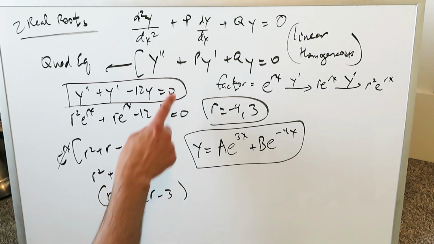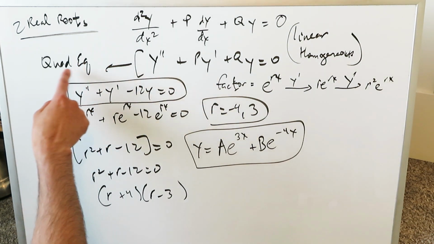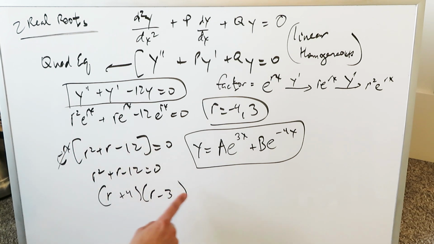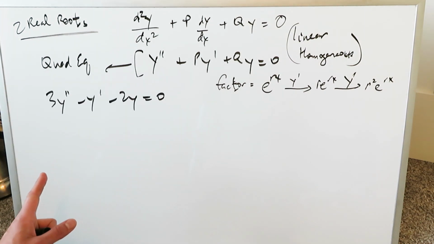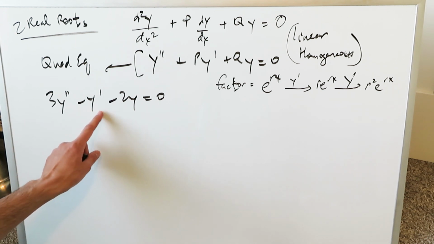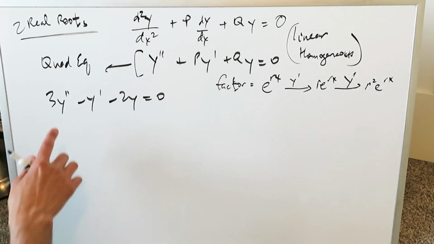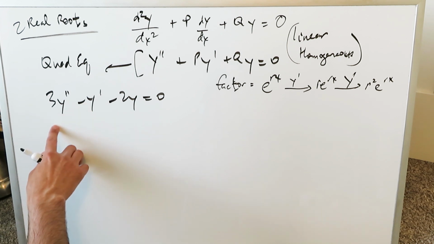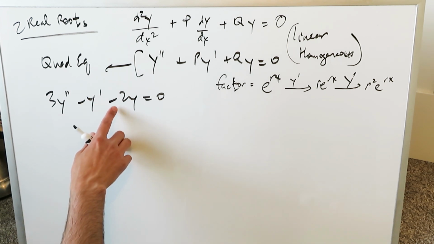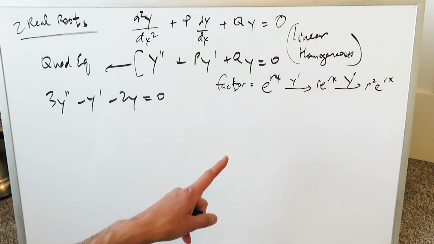Remember, the main task is to convert your second order differential equation into an ordinary quadratic equation, and you solve for your two real roots. Let's look at this question. 3y double prime minus y single prime minus 2y equals 0. You know you're looking at 3 d squared y over dx squared minus dy over dx minus 2y equals 0. Everything else is still the same.